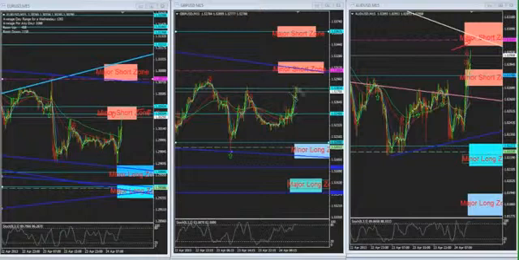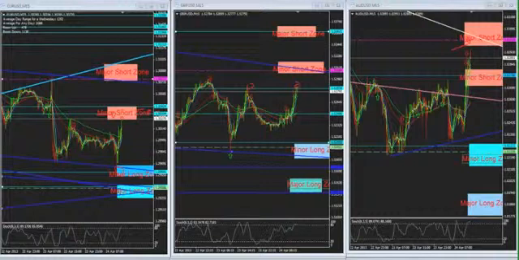The pound is not really anywhere close to our short entry, so 30 pips away. Seems to have found a top right here. So that's it for now. I'm gonna be back as new things happen.